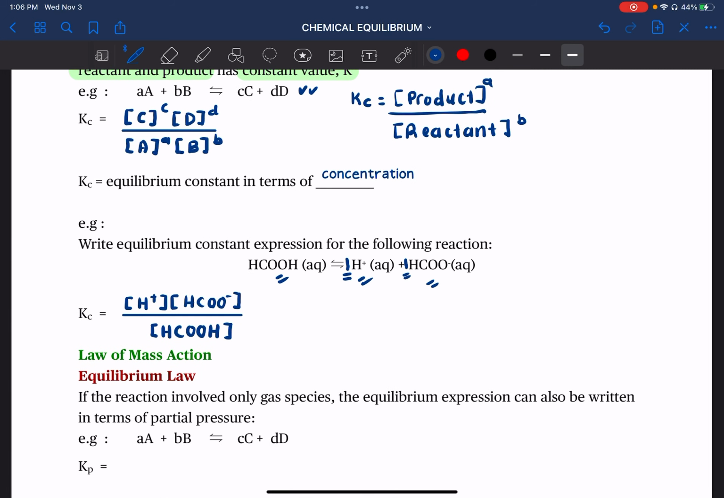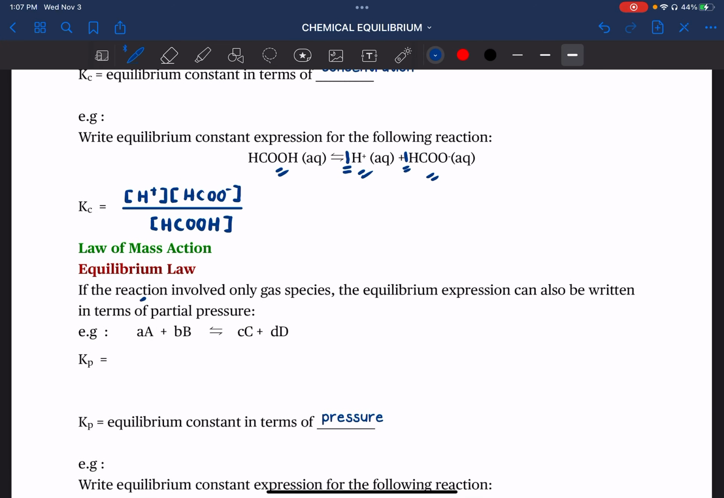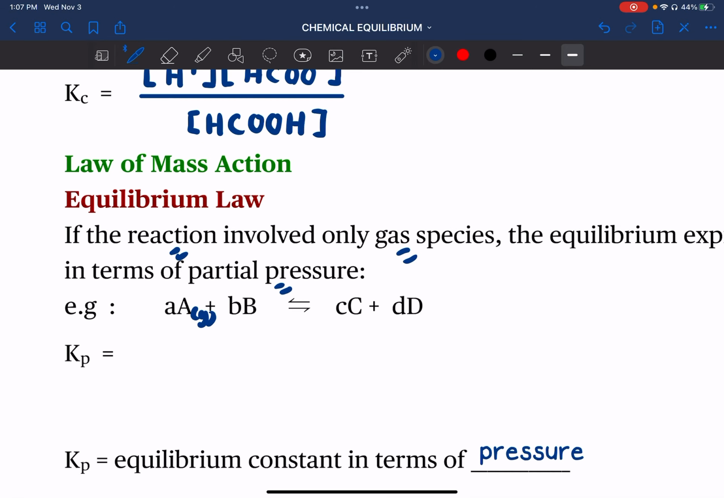So dapatlah Kc for this equation. Okay, so let's proceed lagi. If the reaction involve only gas species, the equilibrium constant ataupun equilibrium expression can be written in terms of partial pressure. Okay, let's say all these species here adalah gaseous species. Okay, gas. So, kita boleh tulis in terms of Kp.